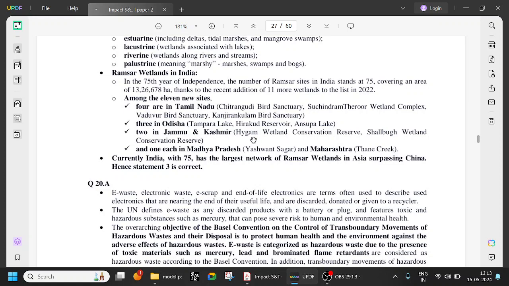Two in Jammu and Kashmir, Haigam Wetland and Shalbag Wetland. One each in Madhya Pradesh and Maharashtra. Yashwant Sagar in Madhya Pradesh, Thane Creek in Maharashtra. So all these are very important. 11 new sites, 4 in Tamil Nadu, 3 in Odisha, 2 in Jammu and Kashmir, 1 each in Madhya Pradesh, Maharashtra. Already 75 are there and 11 more are added. Currently, India with 75 has the largest network of Ramsar wetlands in Asia, surpassing China.